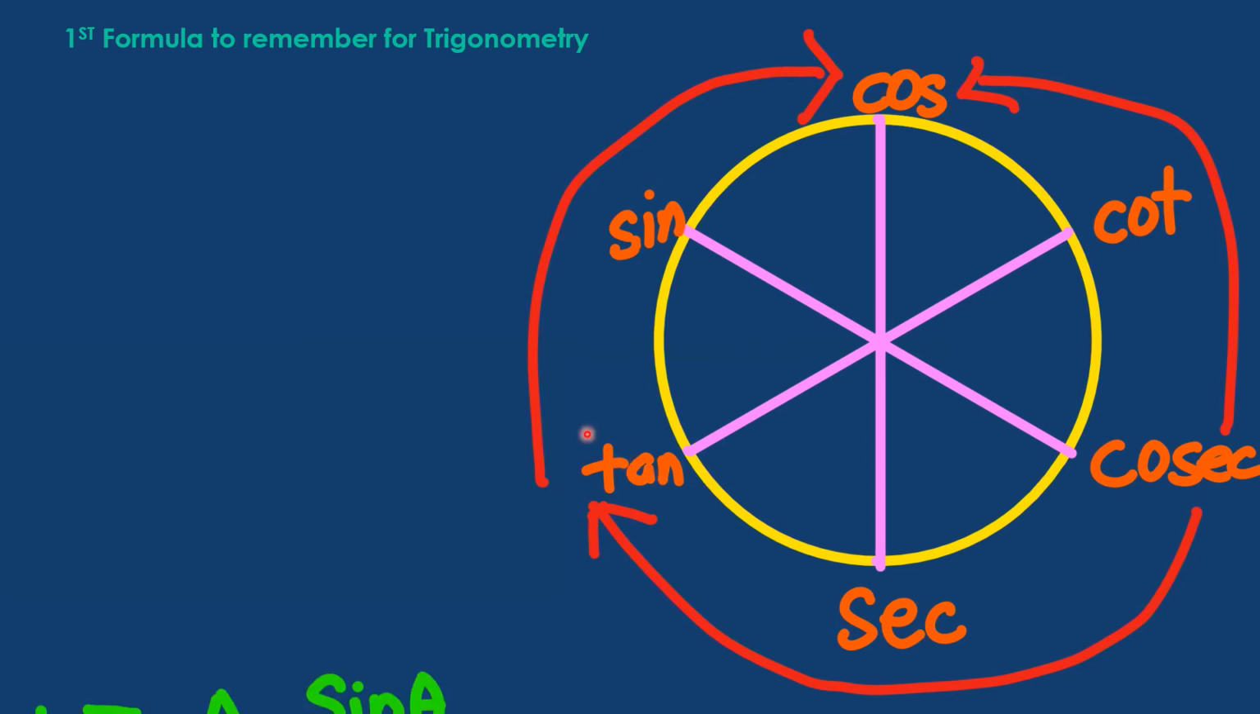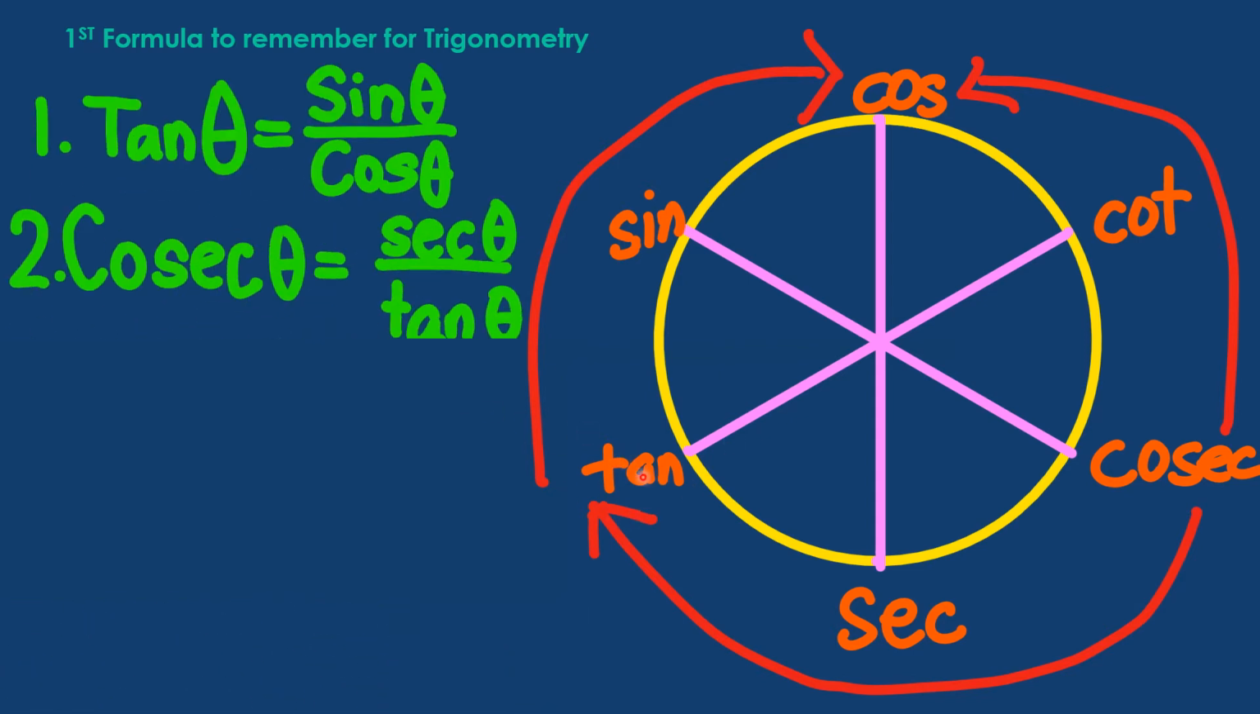Now, how does this arrow work? If you're at the bottom of the arrow, for this arrow here, if it's tan, this is the value here, which is equal to numerator over denominator. So this can work anywhere around the circle. So tan theta is equal to sine theta over cos theta. If you look at cosecant, the value cosecant is equal to secant over tan theta.